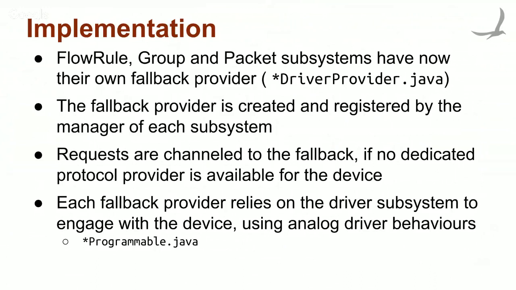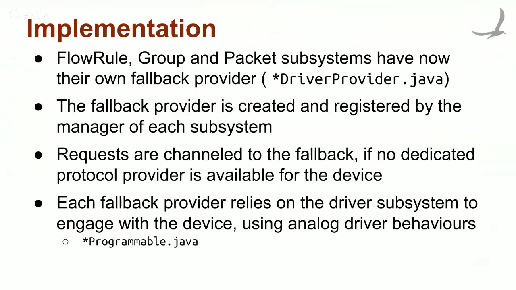Those are the fixed functions that we wanted to tackle first, because those are the most important ones regarding our ONOS core. And so we provide a driver provider, that's flow rule driver provider, group driver provider, whatever name, driver provider.java. And this is created and registered by the manager of each subsystem. And this gets used only if the specific family of devices doesn't have a standard device provider. So if, for example, the OpenFlow device providers will have the OpenFlow flow rule provider. That's there, and it gets used for the OpenFlow providers devices.